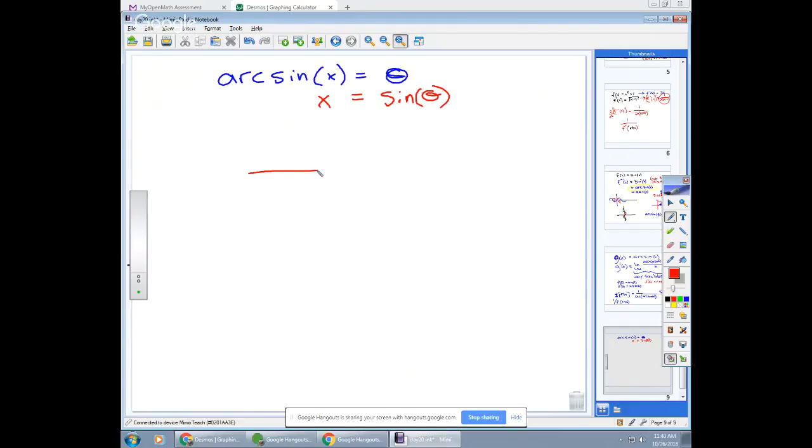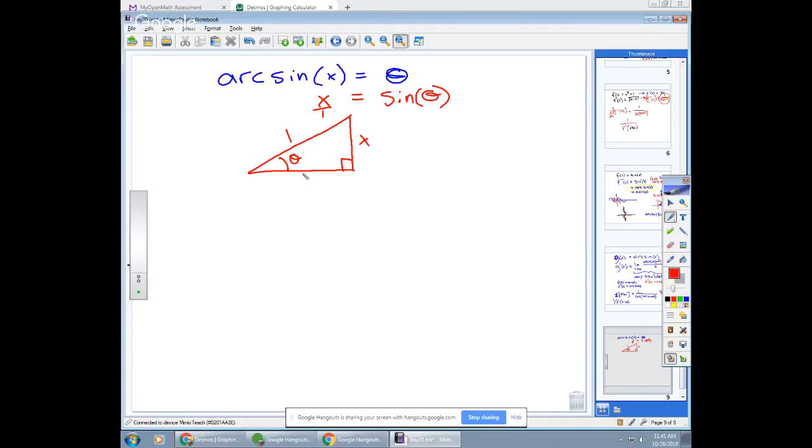If I draw a triangle here, here's theta. What's the definition of sine on a triangle? Opposite over hypotenuse. So I'm going to view that as x over 1. So the opposite is x, and 1 is the hypotenuse. How do I figure out what the adjacent side is then? Cosine. Okay, without using cosine, I have to use the Pythagorean theorem.